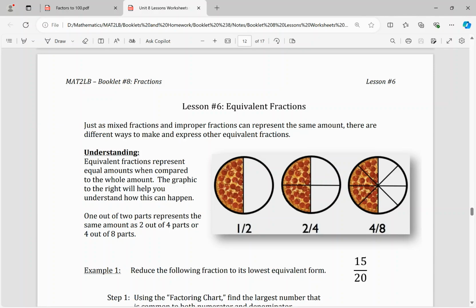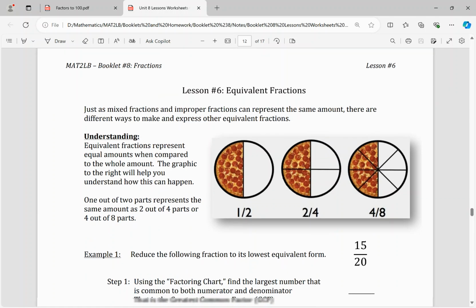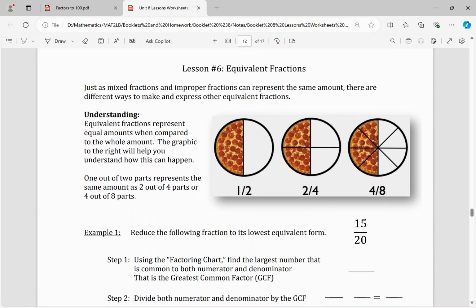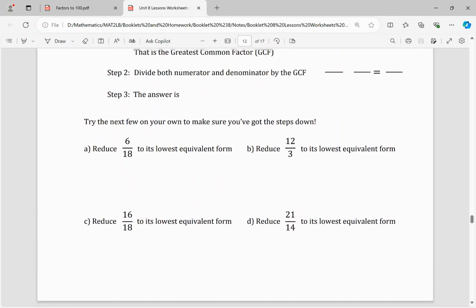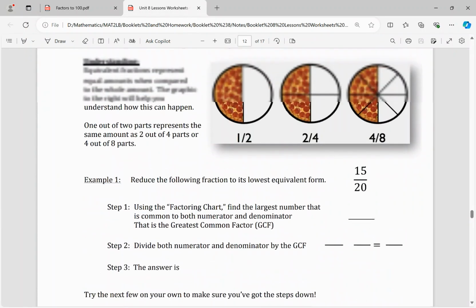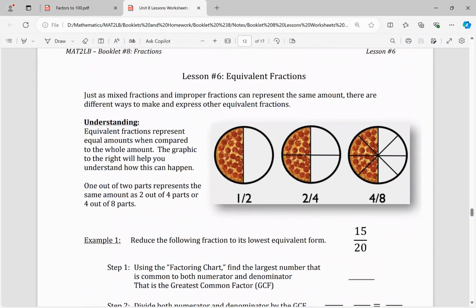Right, everyone. In this lesson, we will be covering lesson 6 in booklet 8. This lesson is called equivalent fractions. So, in this lesson, we're not going to be adding or subtracting any fractions like we have been in the previous lesson. Instead, what we're going to be doing is we're going to be working with one single fraction.